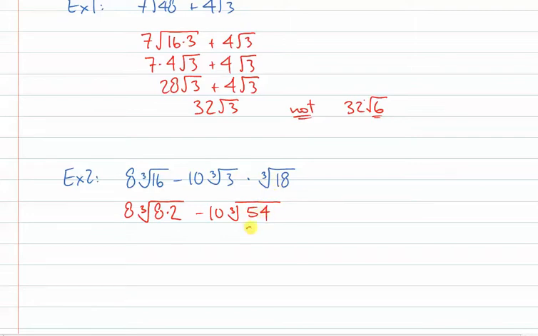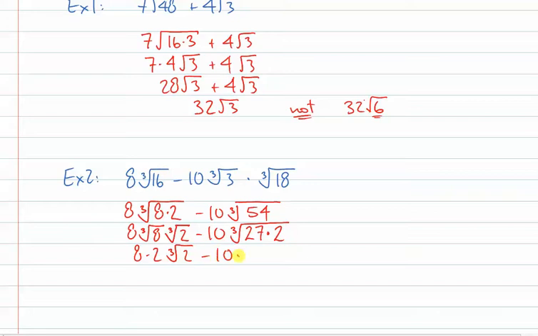I'm going to take 54 and I'm going to think of the perfect cube, 27. Okay. Now, in this case, I've got a radical 8 with a cube index, and so this is going to be 8 times 2, cube root 2. This is going to be 10 times 3, cube root of 27, cube root 2.